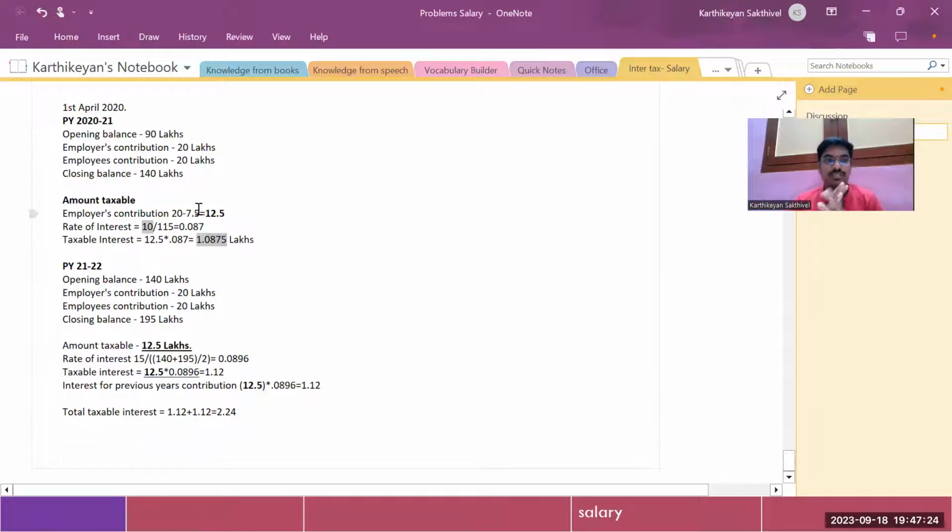ரேஷ்மா ரொம்ப சிம்பிள் ரேஷ்மா. ஓப்பனிங் பேலன்ஸ் 90, எம்ப்ளாயர் கான்ட்ரிபியூஷன் 40, 20, எம்ப்ளாயி கான்ட்ரிபியூஷன் 20. சோ உன்னோட க்ளோசிங் பேலன்ஸ் எவ்வளவா இருந்திருக்கணும், இன்ட்ரெஸ்டே இல்லனா? ஓப்பனிங் 90 plus 20 plus 20, 90 plus 40, 130 சார். 130. சூப்பர். உனக்கு எவ்வளவு இருக்கு? 140. ஓகே. 10 lakhs இன்ட்ரெஸ்ட். எஸ் சார். இப்போ இந்த 10 lakhs இன்ட்ரெஸ்ட் பிரேக்கப் ஆக்சுவலி இந்த 10 lakhs இன்ட்ரெஸ்ட் எதுக்கு கொடுத்திருக்கான்? ஓப்பனிங் பேலன்ஸ்க்கு கொடுத்திருக்கான், எம்ப்ளாயர் கான்ட்ரிபியூஷனுக்கு கொடுத்திருக்கான், எம்ப்ளாயி கான்ட்ரிபியூஷனுக்கு கொடுத்திருக்கான்.